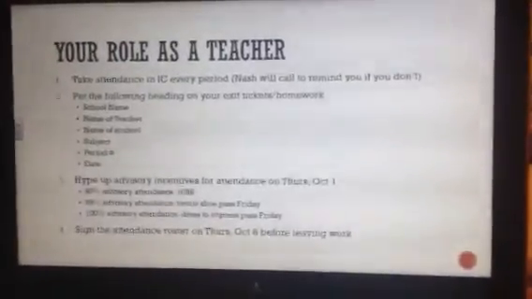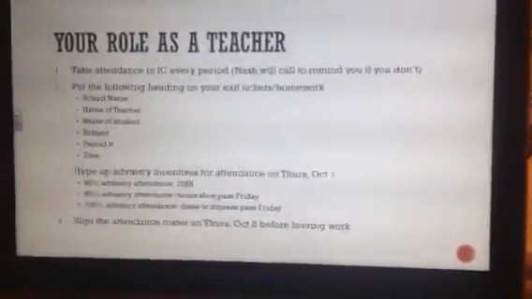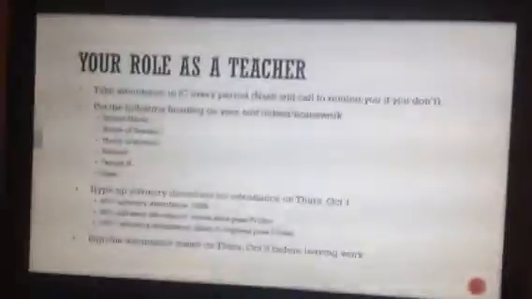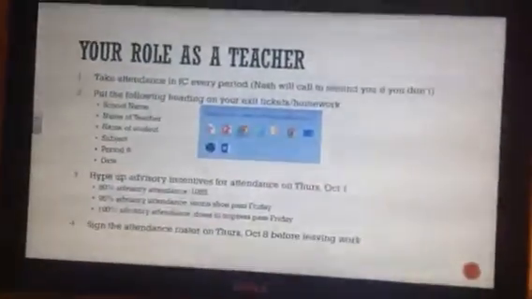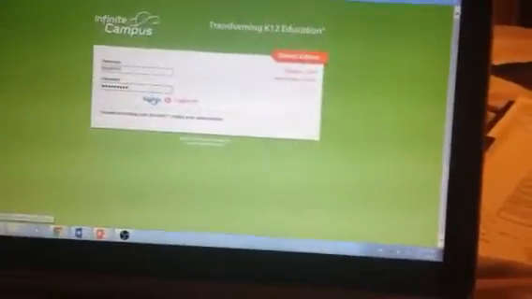If you don't take attendance, Nash will call to remind you, which is likely both not so fun for you or Miss Nash. Let me show you how to take attendance in IC every period. It's very similar to advisory attendance. So you'll log into IC as yourself, not as Mr. Bolden.